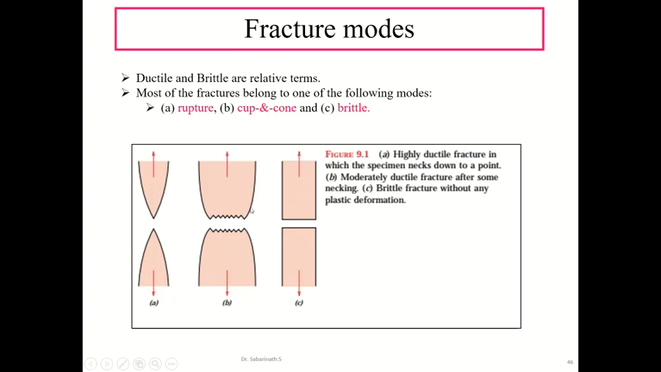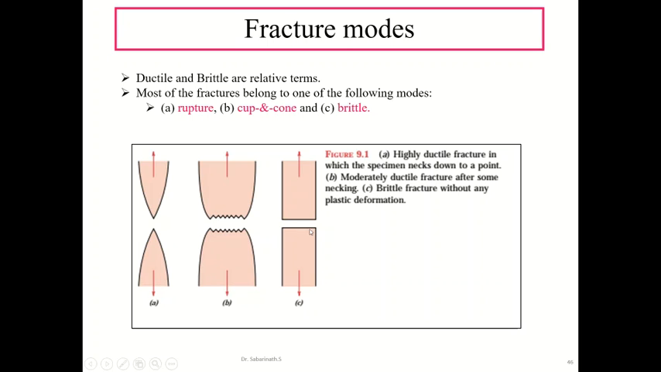So here there is a moderate ductile fracture, due to a moderate amount of necking. This fracture is also known as a cup and cone fracture, because of the separated parts, one part will be in the shape of a cup and the other part will be in the shape of a cone. So this is an example of a moderately ductile fracture.